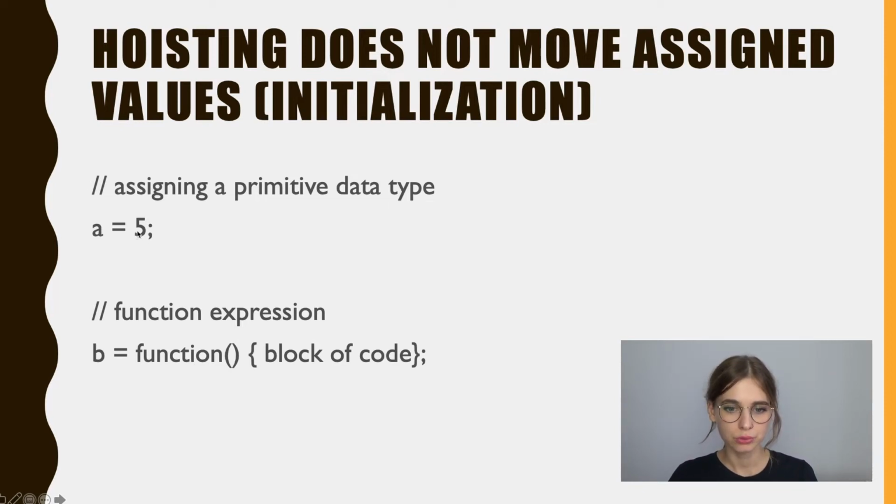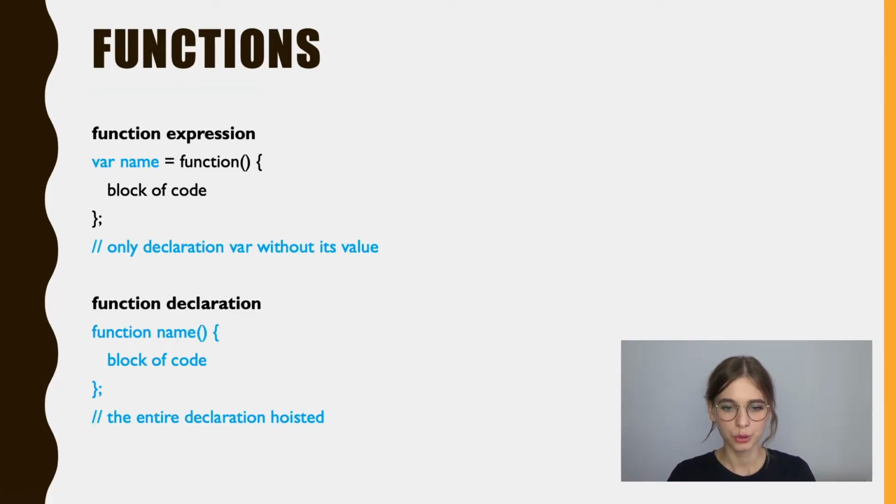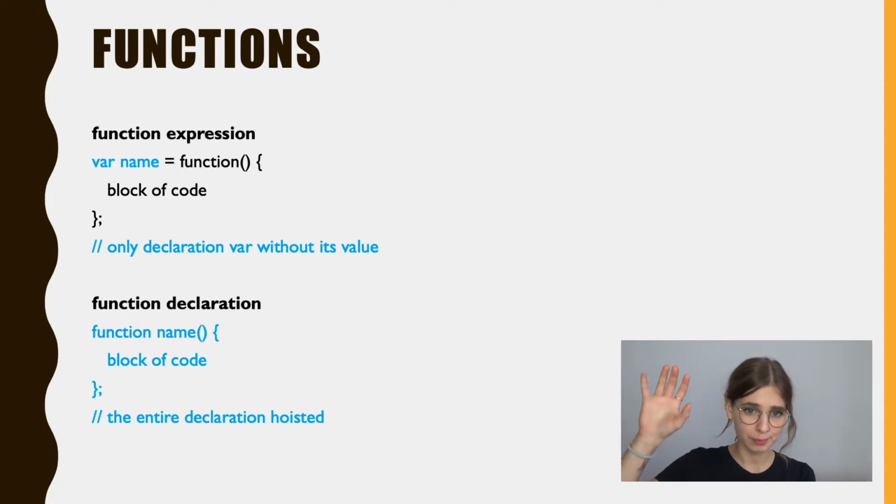Here, as per usual, we assign a primitive data type value of 5 to a. I think variables are clear to understand. So let's put our focus for now on functions. And now, this second example here is what you should already know by heart. Function declaration. Keyword function, then the name for a function, empty brackets, inside a block of code. The entire thing is a function declaration, and the entire thing would be hoisted, meaning moved to the top of the program.